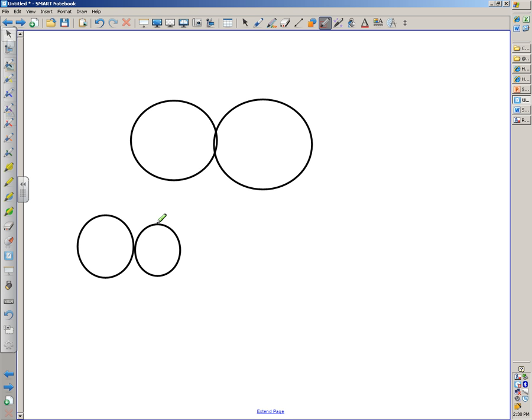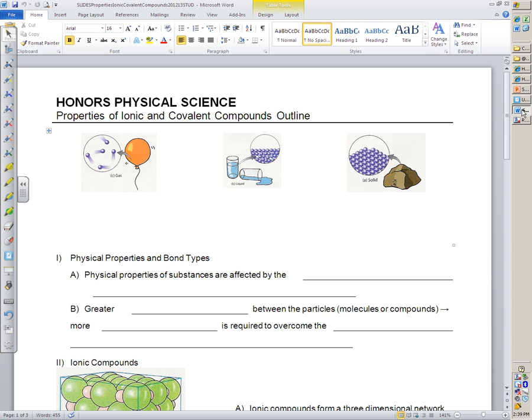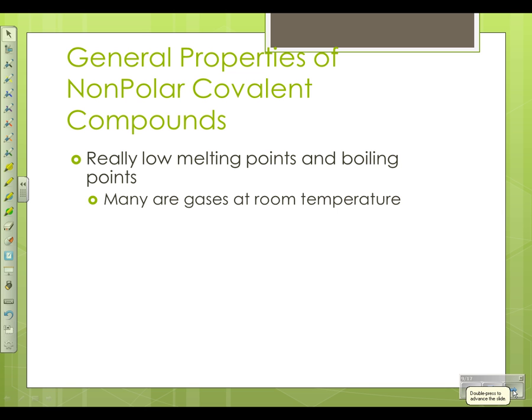How hard is it to separate them? Not very hard at all. It's pretty easy, right? So what does that mean? What state of matter then do they tend more towards? Liquids and even gases. Because if they don't attract each other, how hard is it to get them all separated like this? Not very hard at all. So, nonpolar covalent bonds have really low melting points and boiling points. A lot of them are gases at room temperature. This room is filled up with what?